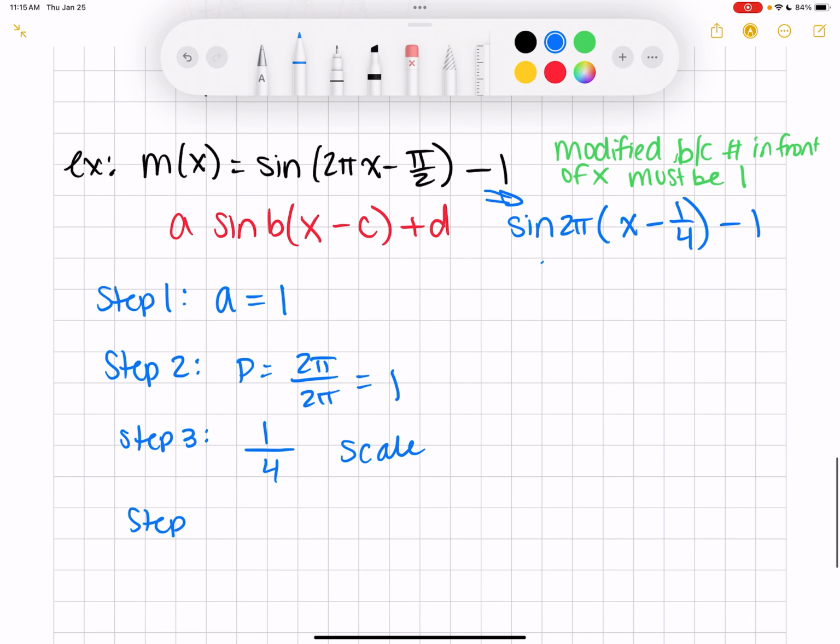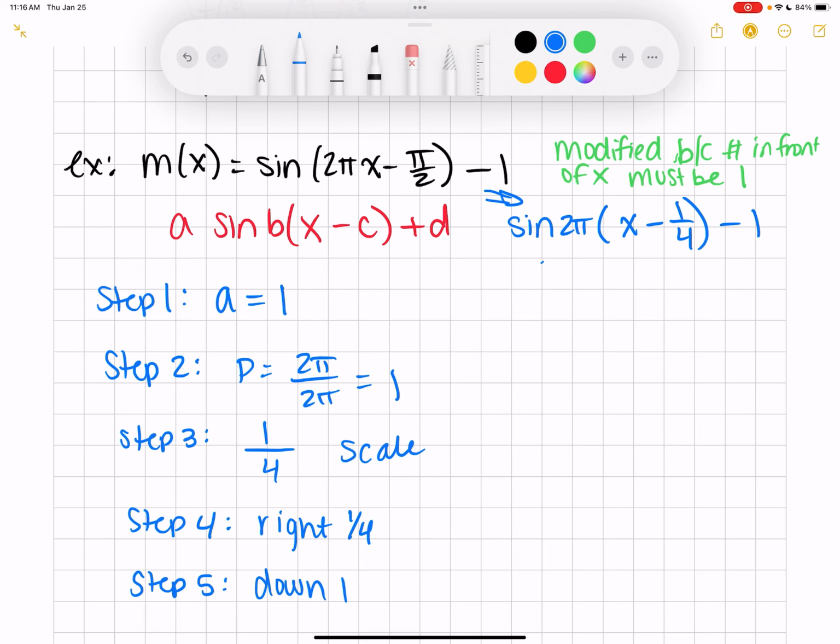Step 4, we're looking at our shift. This one is the shift left and right. So which way is this one going and how much? Right 1/4. And then step 5, up or down? Yep. Down 1. And is it reflected? No. So I'm probably just not even going to write that it's not reflected.